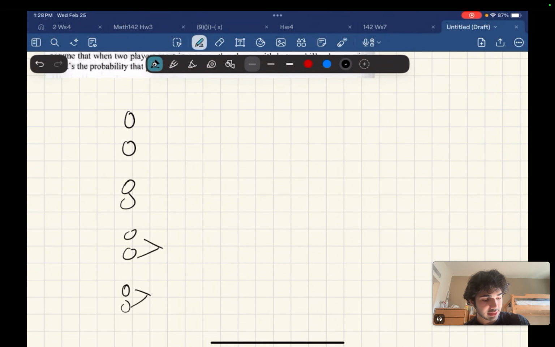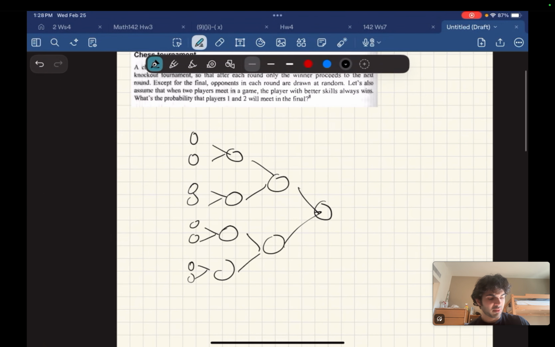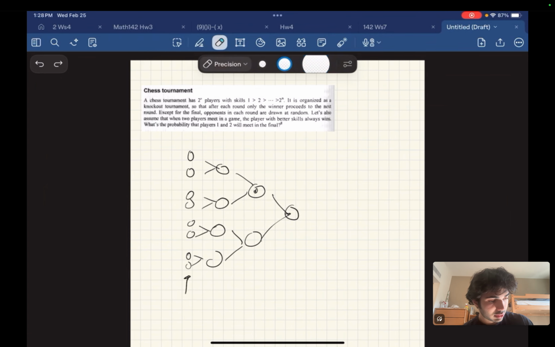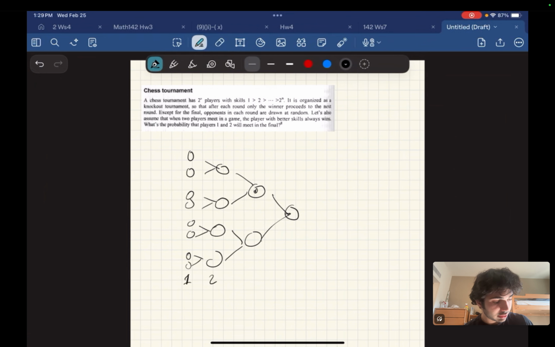This advances. They play. And there's the final. The chance that players 1 and 2 meet here is the chance that they didn't meet here. That's round 1, that's round 2, and that's round 3. For them to meet in round 3, it means they did not meet in round 1 and they did not meet in round 2.